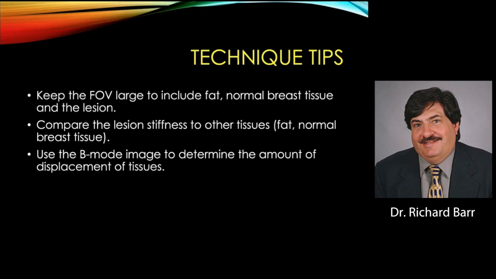You should always try to compare the lesion stiffness to other tissues. As a general rule, something that's as stiff as the glandular tissue is probably benign. If something is stiffer than glandular tissue, it's most likely going to be malignant. And again, you can look at the B-mode image that's occurring as you're doing this to see the amount of displacement. And that really should be something on the order of 0.1%, so almost less than a millimeter.